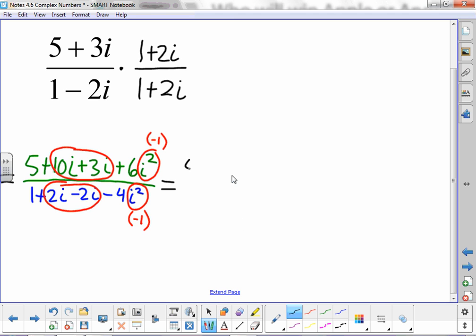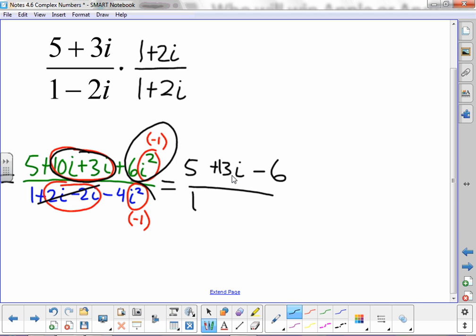So the 5 stays the same on the top. This part, when you put it together, 10i plus 3i is a 13i. And this part right here, that's a 6 times a negative 1, which is a negative 6. So there is still a little bit of work to be done there, but let's go to the bottom though. Positive 2i and negative 2i, those are gone. That makes a 0. So we'll have just a 1, and then we have the negative 4 times the negative 1, which is a positive 4.